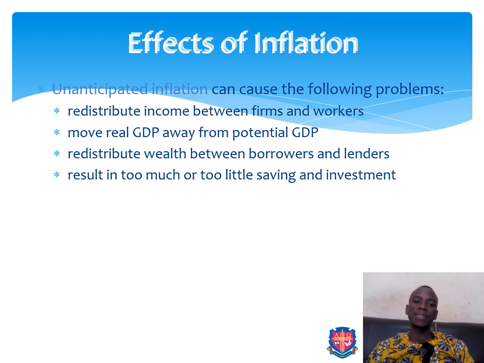And then unanticipated inflation can cause the following problems: redistribution of income between firms and workers. It moves real GDP away from potential GDP. It redistributes wealth between borrowers and lenders.